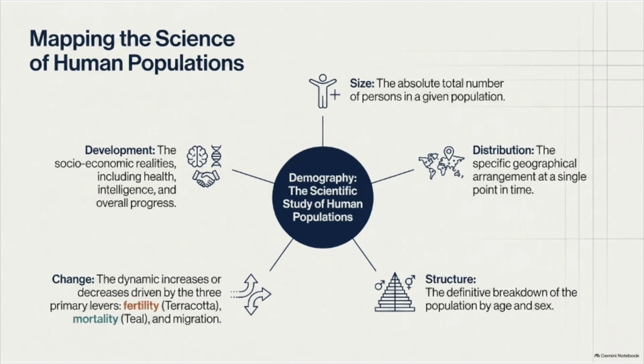It focuses on five key elements. Size refers to the absolute total number of persons in a given population. Distribution refers to the specific geographical arrangement at a single point in time. Structure refers to the definitive breakdown of the population by age and sex.